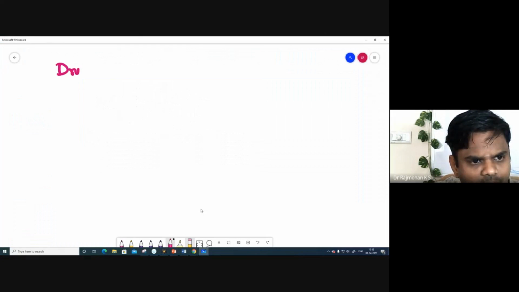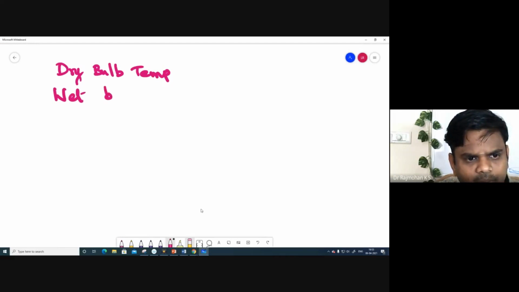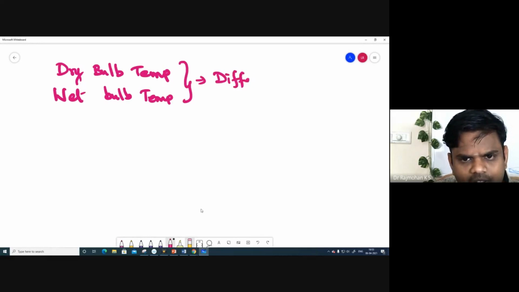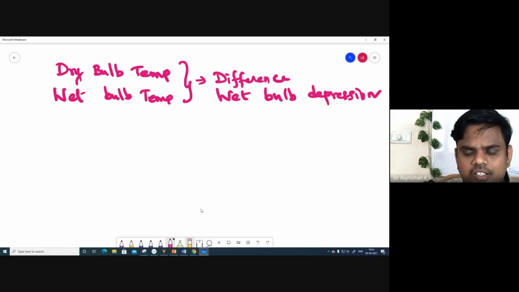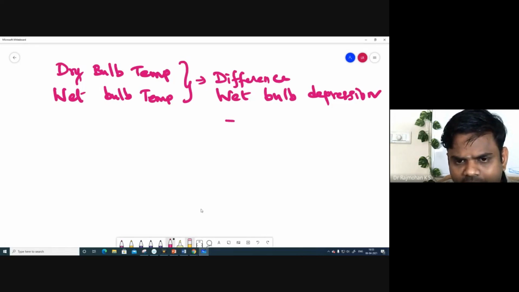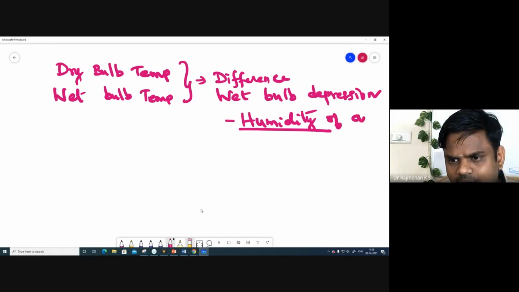We have defined what is dry bulb temperature, and we have defined what is wet bulb temperature, and the difference in the values of dry bulb temperature and wet bulb temperature is called wet bulb depression, and that is an indication of, or you can say it is a measure of, humidity. So the value of wet bulb depression represents the humidity of air.